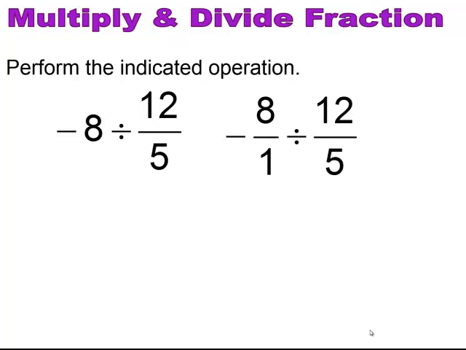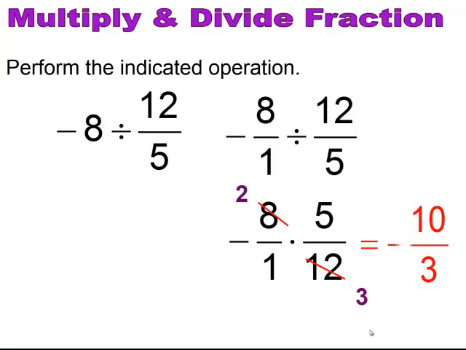Again, I'd like to put that whole number over 1. I'm going to keep the first fraction, change it to multiplication, flip the second fraction, simplify, multiply across. Your solution here is a negative 10 over 3.